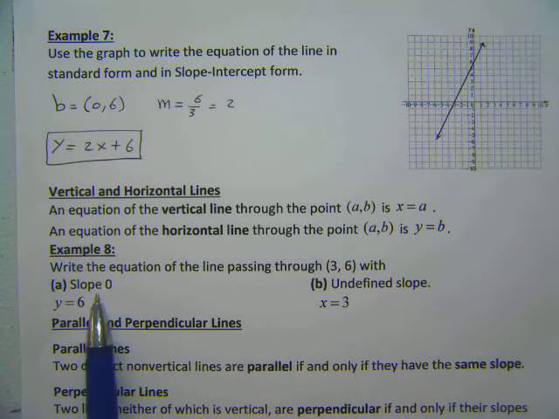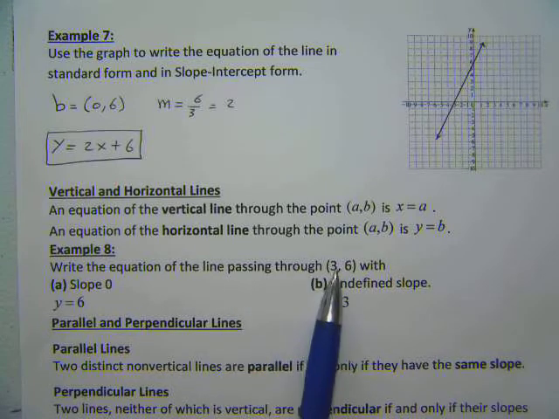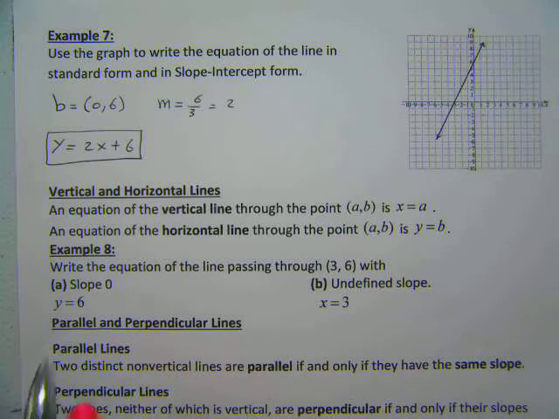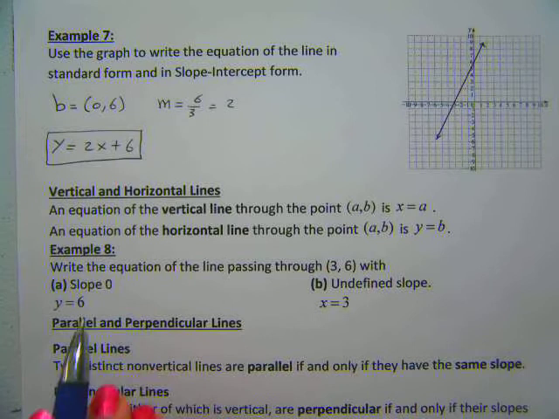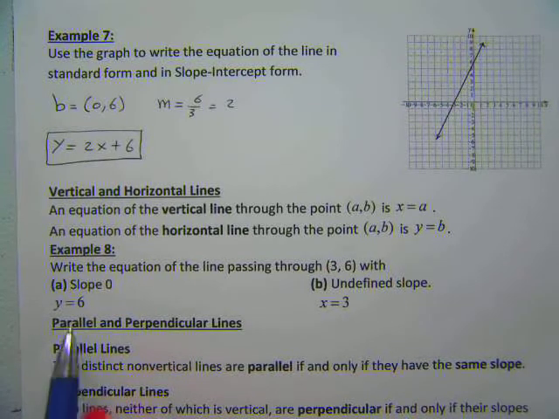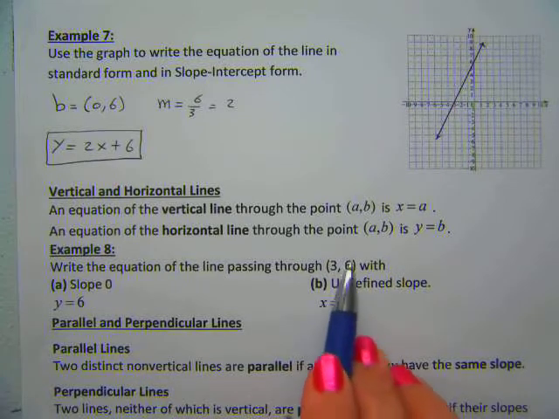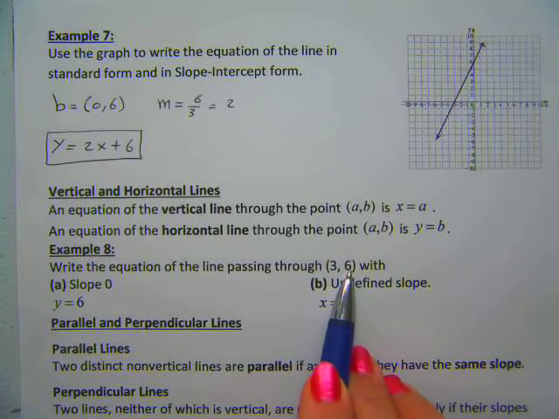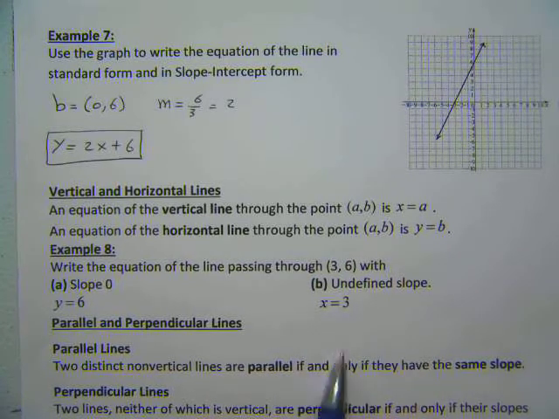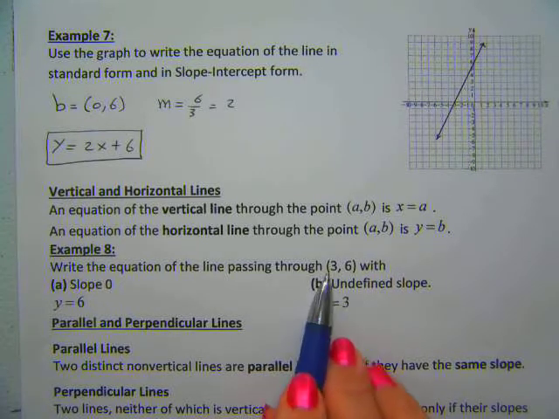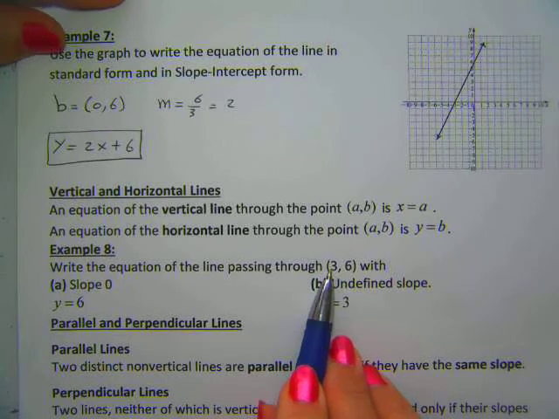Here's an example. Write the equation of the line passing through the point (3, 6) with: A, slope 0. If the slope is 0, we know it's a horizontal line, and the equation of a horizontal line is y equal to a constant. Which constant? It's going through this point, so y equal to 6. B, undefined slope, meaning a vertical line. The vertical line has an equation x equal to a constant. Since it's going through this point, it's x equal to 3.